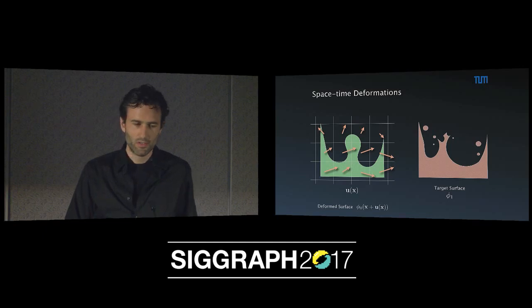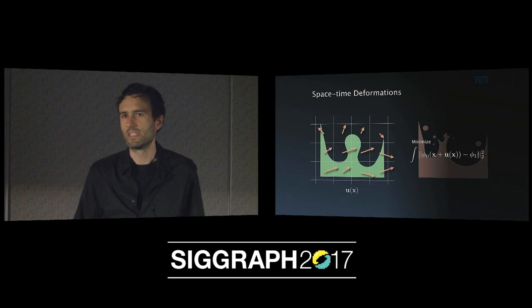Now, to compute how well we've done with this deformation, we can compute an error. In the easiest case, really just the L2 error over the whole domain between these implicit surfaces.